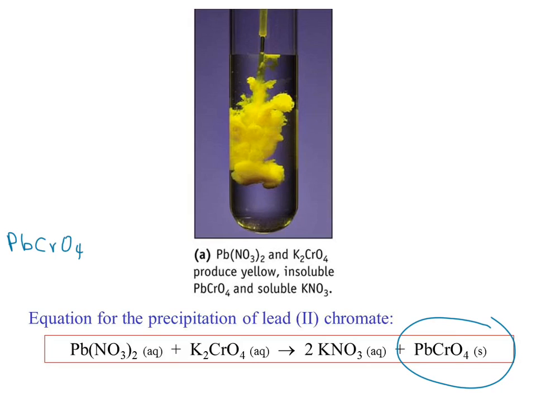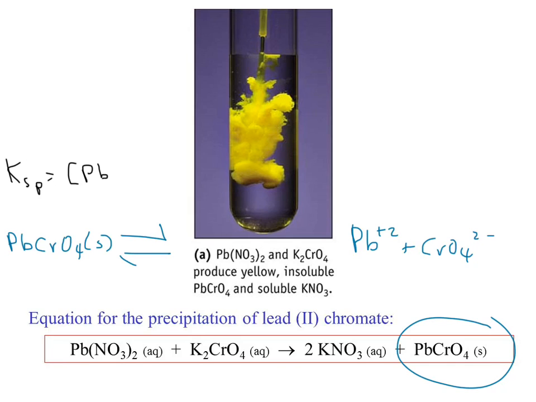PbCrO4, lead 2 chromate, solid, in equilibrium with Pb 2 plus plus CrO4 2 minus, chromate. While we're at it, let's knock out the KSP expression. These things don't take very long. Whether you use them or not, they should get you thinking. It's the Pb 2 plus molar concentration times the molar concentration of CrO4 2 minus. And quite frankly, it will get you partial credit.